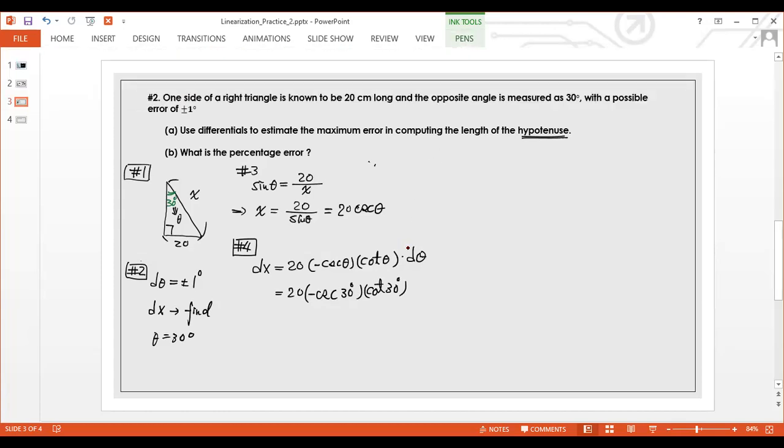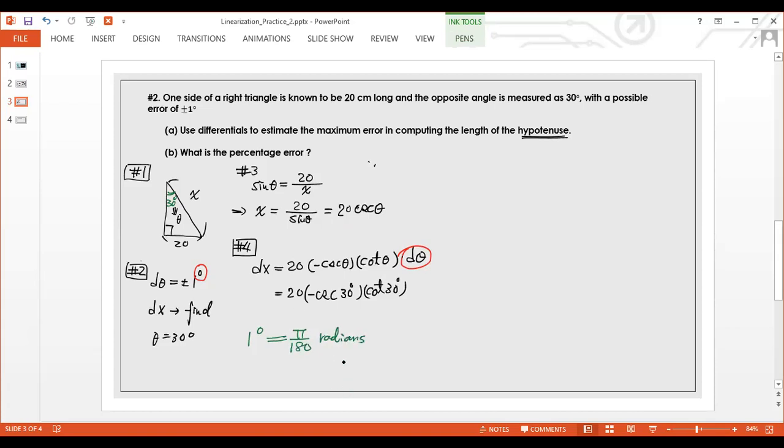The d theta here we say is plus or minus 1 degree, right? But here we cannot multiply by degrees because those are units, so I need to change it. I want to change the 1 degree. I know the degrees and radians conversion formula, so 1 degree is pi over 180 radians.